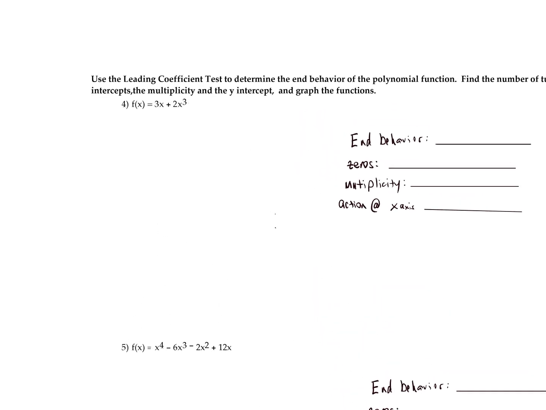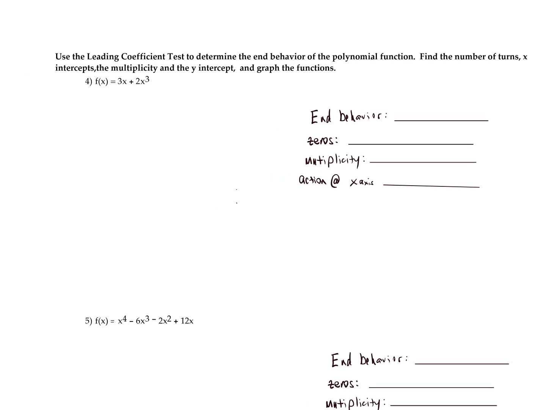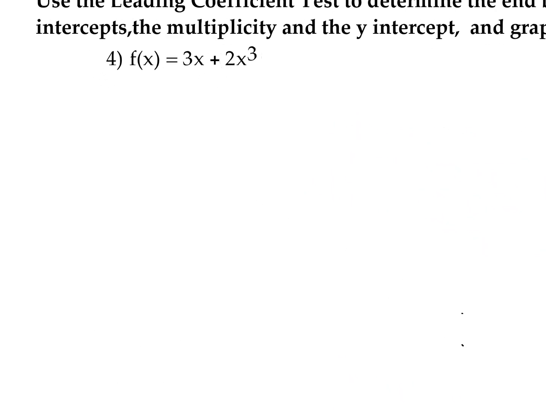All right. So looking at number 4, it says use the leading coefficient test to determine the end behavior of the polynomial. Find the number of turns, the x-intercepts, the multiplicity, and the y-intercepts, and graph. So let's find everything here. First thing I want to do is put this into standard form. I'm going to put my leading term first. So 2x cubed plus 3x.